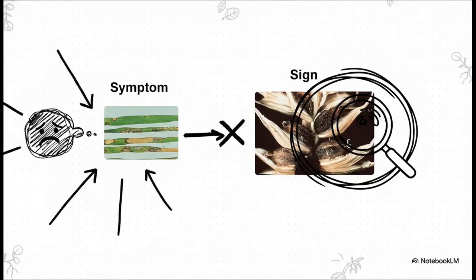Okay, now this is so important because people mix these two up all the time. On the left, we see a symptom. Those discolored spots, that's the plant's reaction to being sick. But on the right, that's a sign. That dark, fuzzy growth is the actual pathogen itself. And knowing the difference is absolutely critical. A symptom tells you your plant is sick. Finding a sign tells you exactly what you're fighting. A symptom is the cry for help. A sign is catching the culprit in the act.